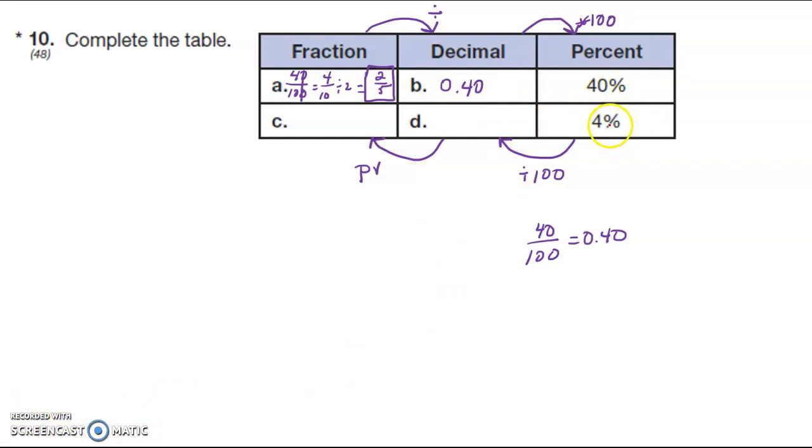Okay, so here is 4 hundredths. So that's going to be 4 divided by 100. If you do that on your calculator, you'll get 0.04. 4 hundredths would be 4 over 100. See, it's different. I'm going to divide by 4 and get 1 over 25.